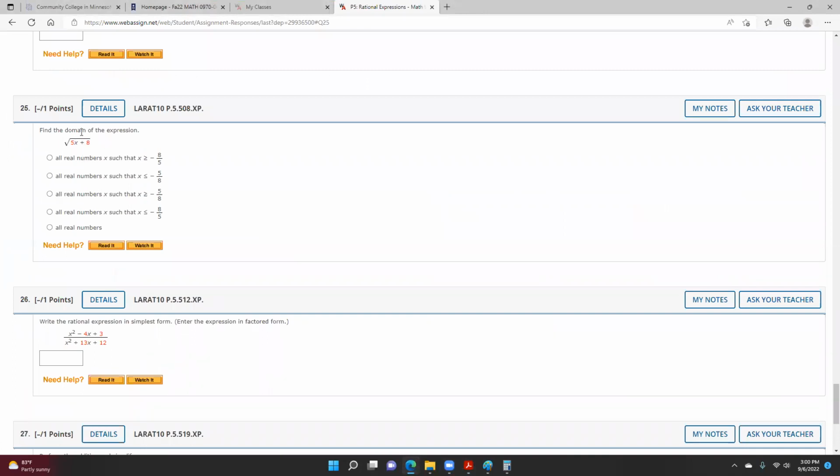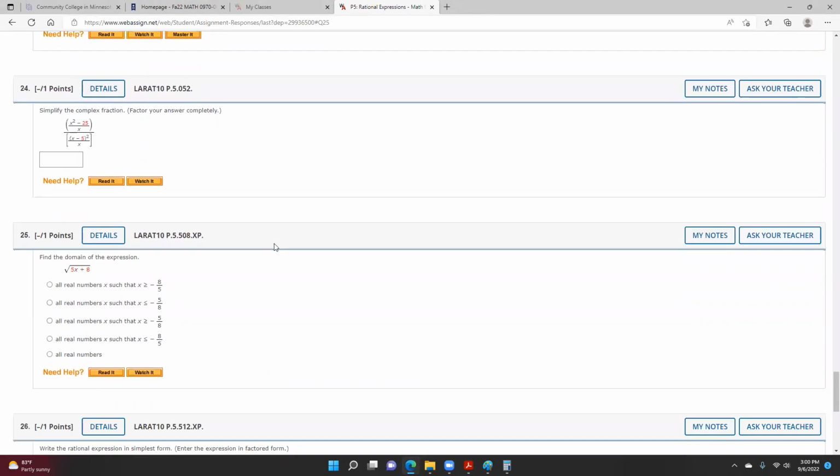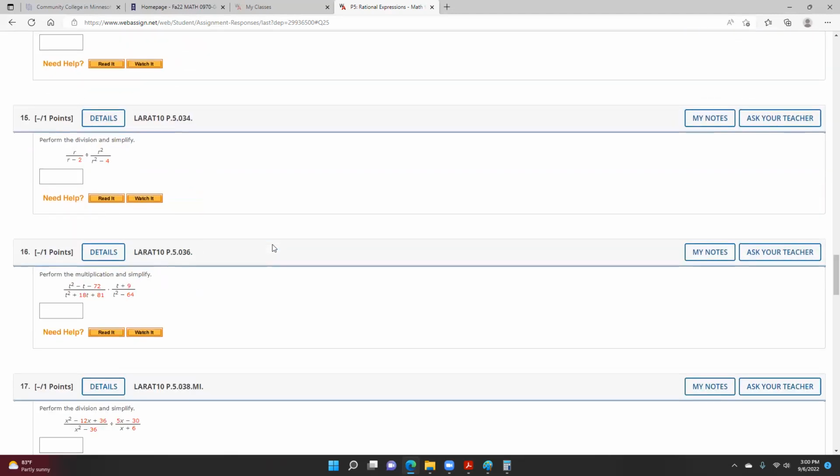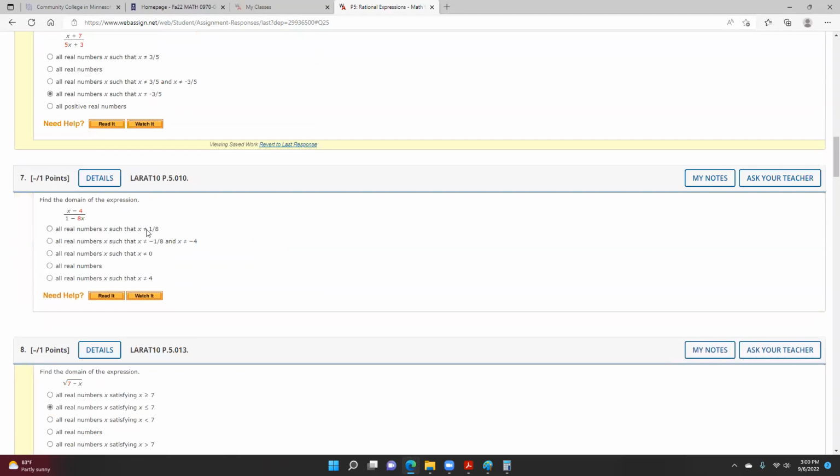No, I guess it wasn't 25. Can you go up? No, it was the ones that are just like this, where it says find the domain, except it had a slash through the equal sign. What is that? Not equal to. Okay, so that is not equal to. Yes, like this symbol. This is not equal to.